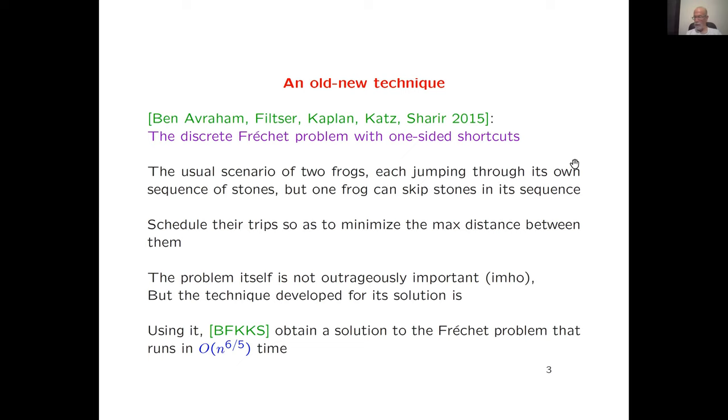So it's an interesting variant of the Fréchet distance, perhaps not the most outstanding one, although I liked it when we did it, but the technique somehow is, as I perceive it now, much more interesting than the particular application there. Let me just say that in that paper, we solved this discrete Fréchet distance with shortcuts in n to the six over five time. And we will see this exponent and other exponents recurring in the talk.